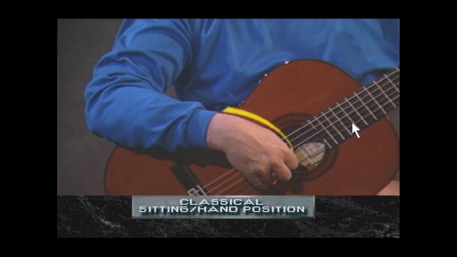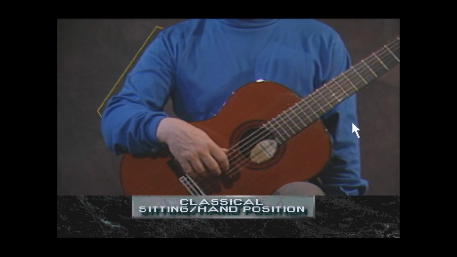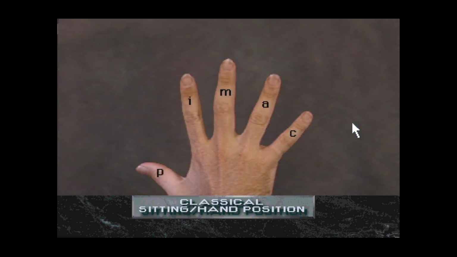The hand should hang naturally over the back part of the hole. The right shoulder and upper arm should be completely relaxed. The right-hand fingers are indicated by the letters P, I, M, A, C. The letter P stands for thumb, I stands for index finger, M stands for middle finger, and A stands for the ring finger. C is the small finger, which is primarily used in flamenco-style technique.